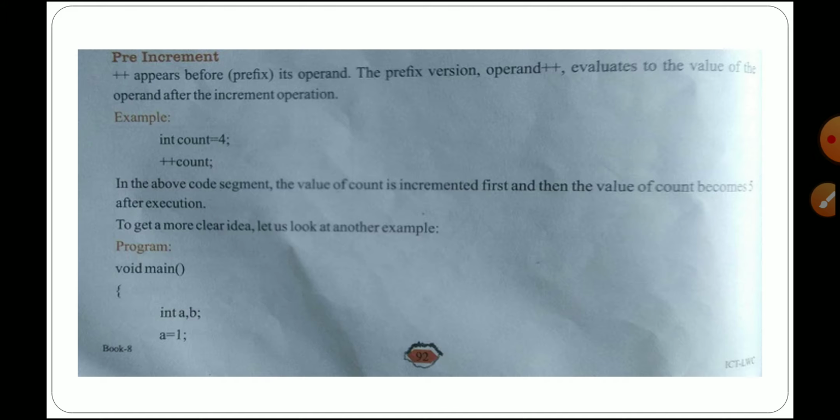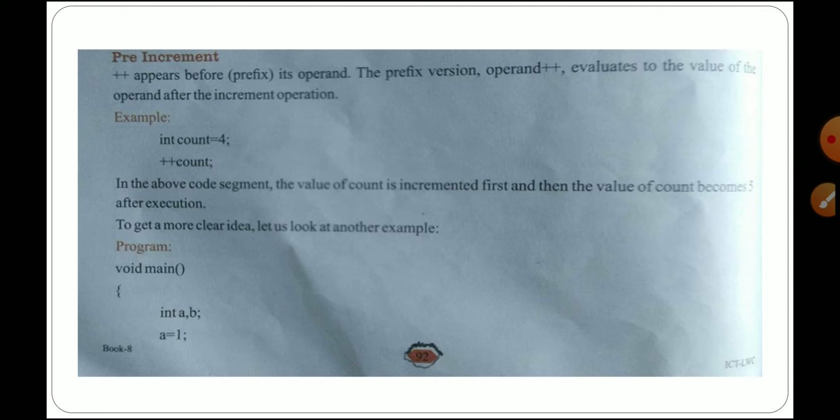Next one, what is pre increment? int count equal to 4. That is called a prefix. Pre increment means prefix: plus plus count. In post increment we put count plus plus, and in pre increment we write plus plus count. So it will increase the value. One value will be incremented here, 4 plus 1 is 5, and automatically that value is also increased. The program example they gave is down below: void main, curly braces open, int a comma b.